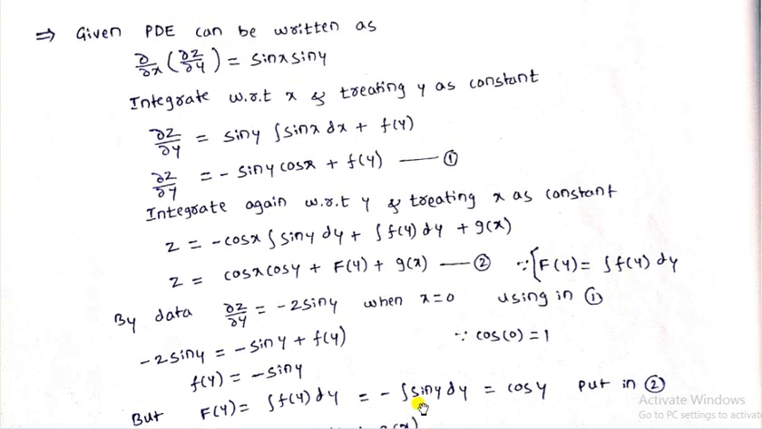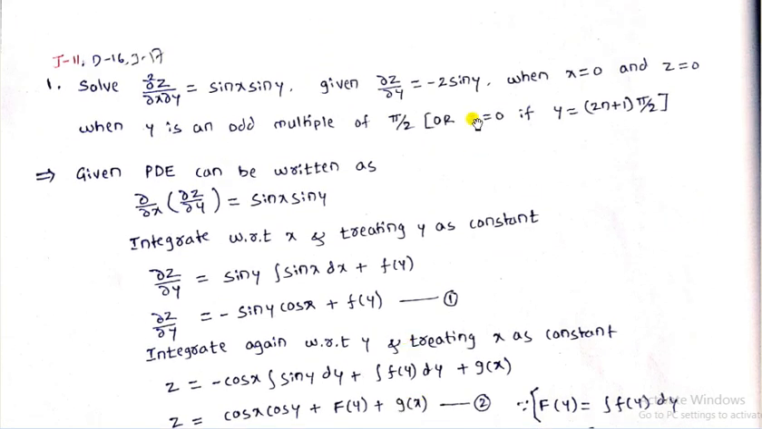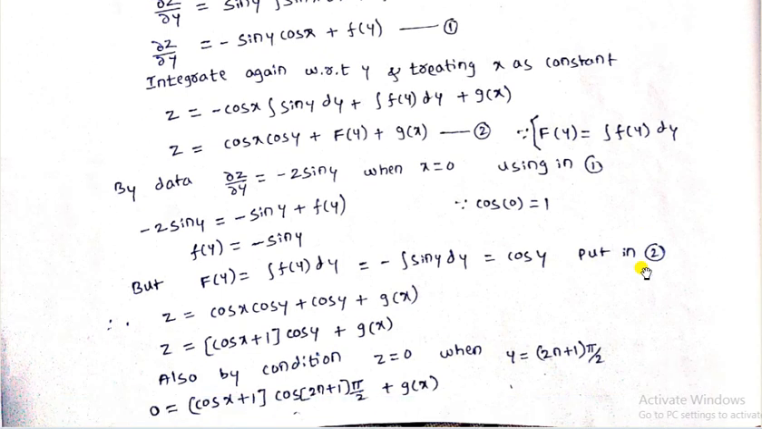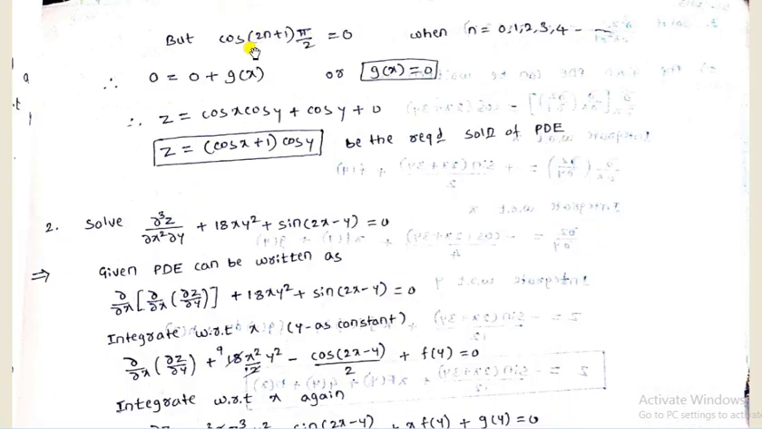Now we use the second condition: when z equal to 0, y is equal to (2n plus 1) pi by 2, in this equation. So z value is 0, 0 equal to cos y times (cos x plus 1) plus g of x, where cos y is cos of (2n plus 1) pi by 2, and cos of (2n plus 1) pi by 2 is equal to 0.